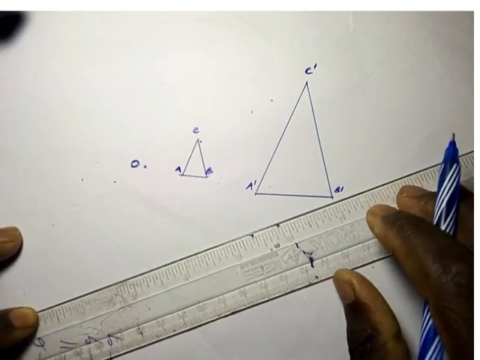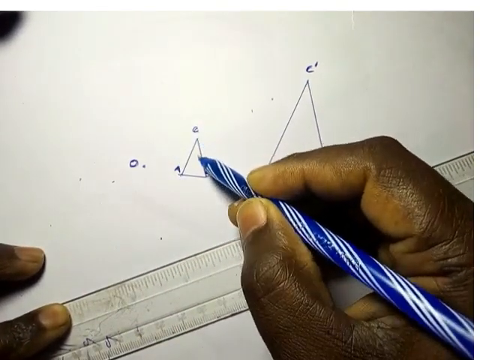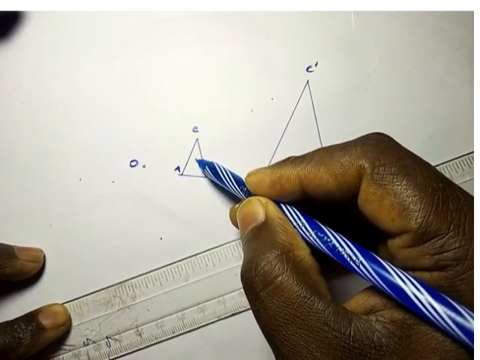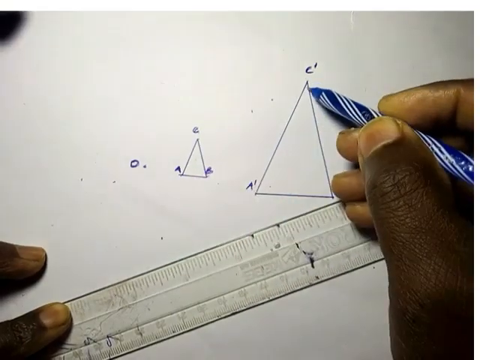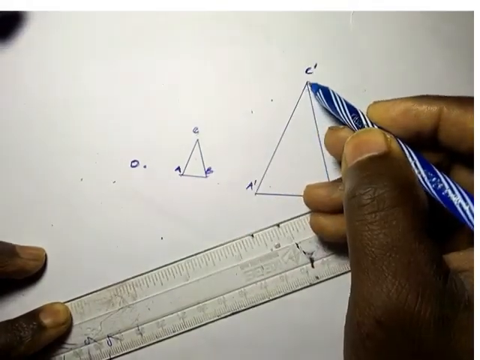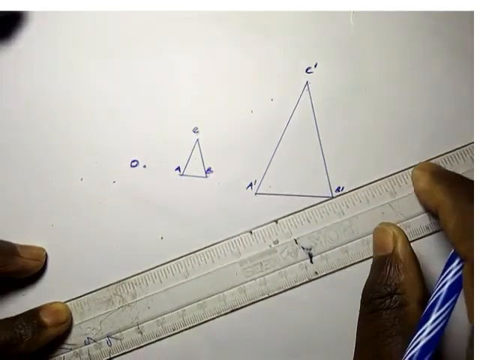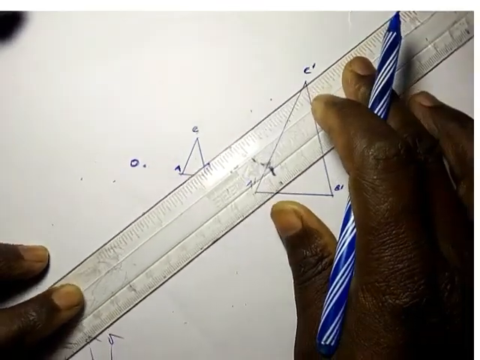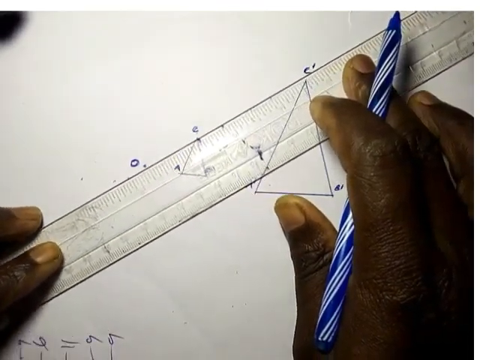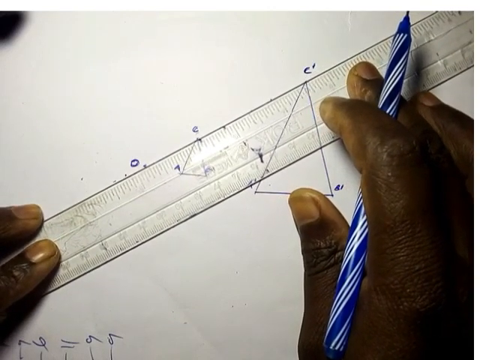So to get the center of enlargement, you join C, the object, this one is the object, and this is the image. Therefore, you join C and C', where they are going to meet at the center O. That one will give us the center of enlargement. So first, take your ruler and then join C' and C.